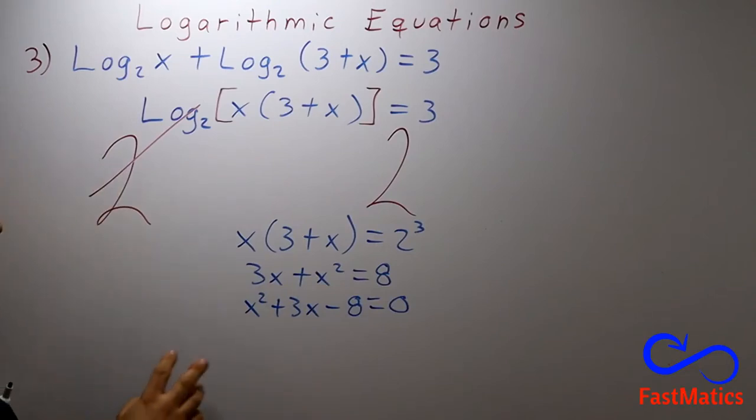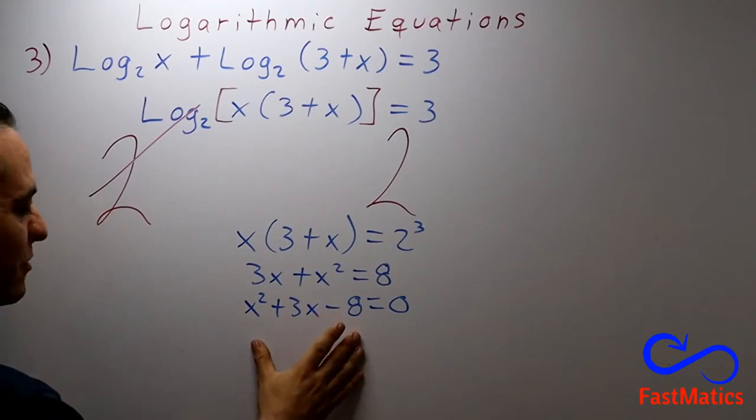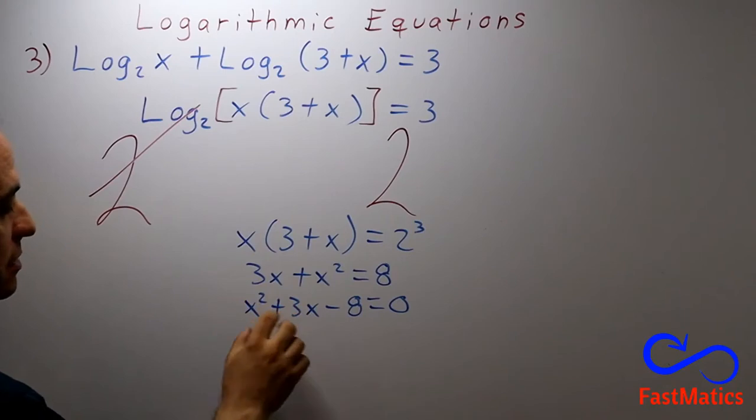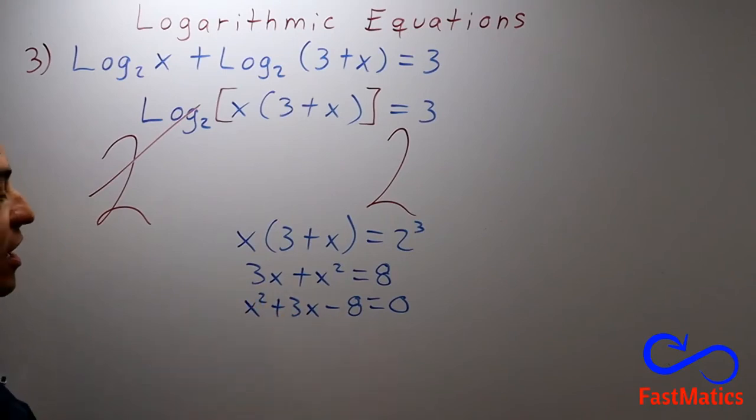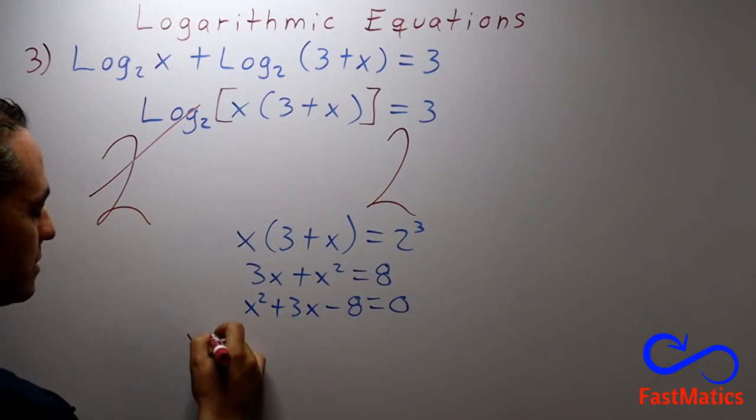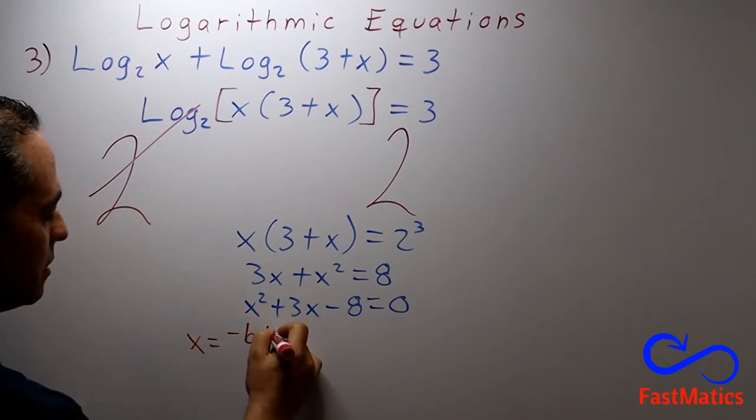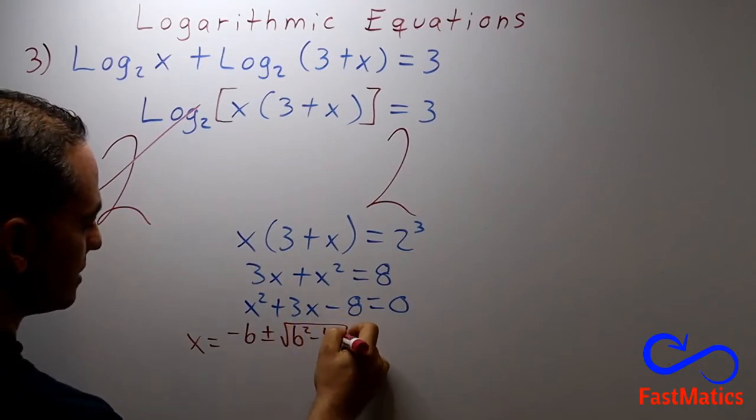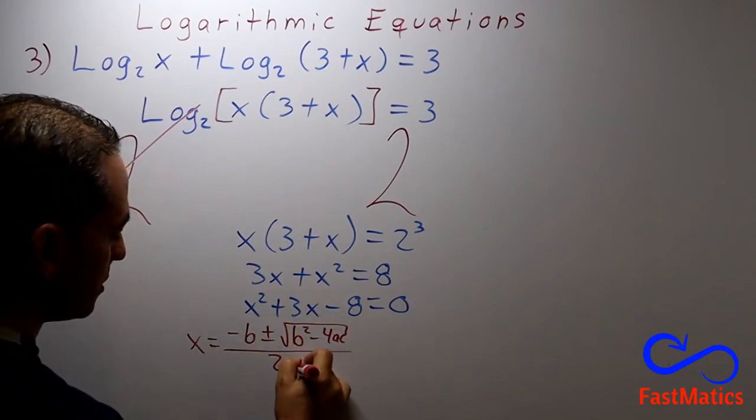Now, maybe factorization, but I see that it is impossible to factorize this expression. I have tried and tried and tried, and it is not possible. So, I will use the quadratic formula. Remember the quadratic formula? X is equal to negative b, positive negative, the square root of b squared minus 4ac, and everything divided by 2a.